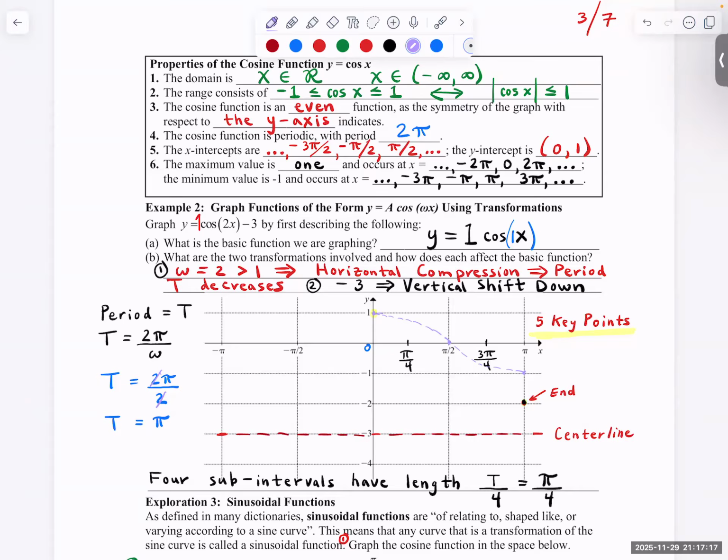Now this graph has a vertical shift down of 3 units, but the coefficient of 1 means there's no vertical stretching. So it's going to start at 0 radians, comma, function value of -2. Let's do this in green here. So that's going to be its starting point: 0 radians, function value -2.